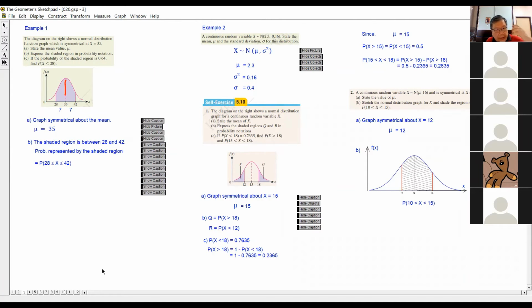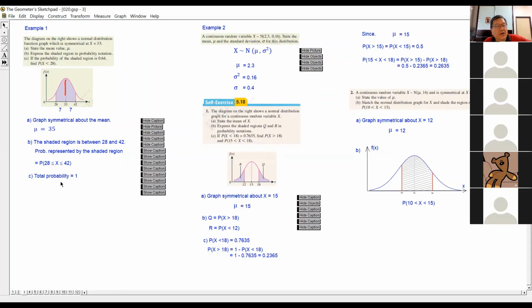In normal distribution, the area under the graph represents the probability. So the shaded region here is purple color, right? The purple color area represents the probability of x between 28 and 42. But they told us the probability of the shaded region is 0.64, right? So what does this mean?